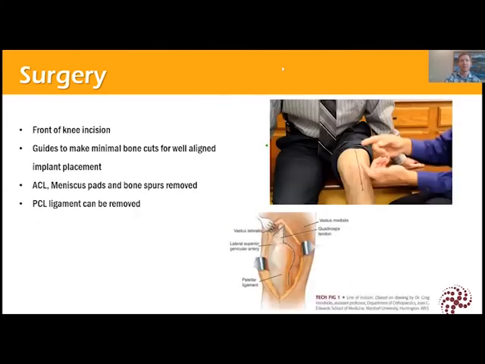The surgery itself is a front of the knee incision. It runs right over the kneecap, and then we move the kneecap aside and are able to place those implants. The ACL is removed along with both of the meniscus pads. The PCL ligament can be removed, and that depends on the situation and surgeon preference. That's that back ligament. But a lot of people are maintaining it these days. And that gives a little bit, in my opinion, more normal feeling to the knee instability.